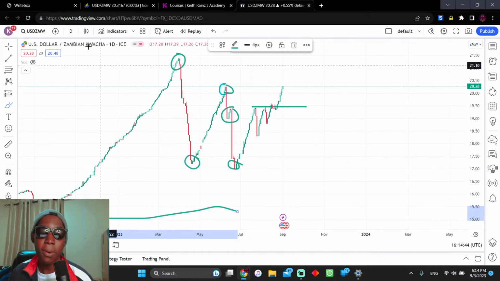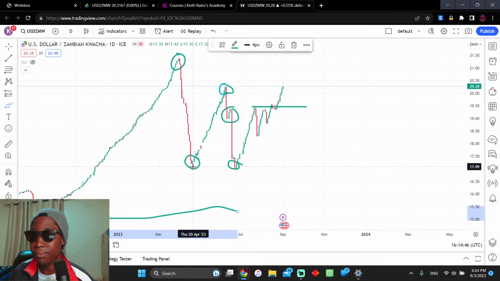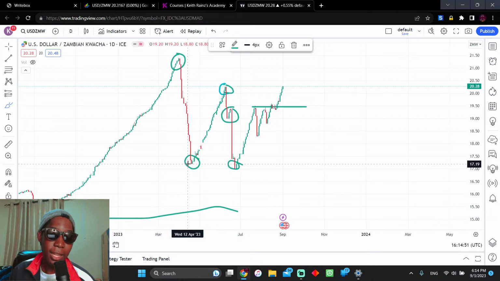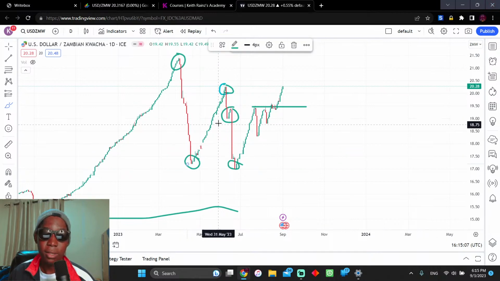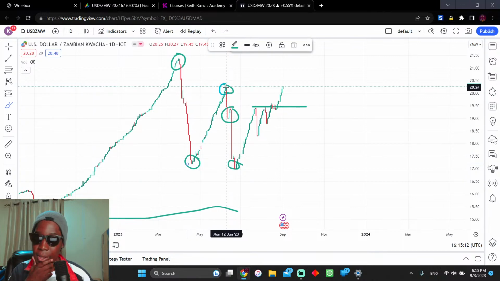But instead, when price reversed, it stopped at this level at 17.19, and this was on 12th April 2023. So at this level, what did price do? Again the dollar started gaining value, the kwacha started losing value, and price finally hit this level here. So that's our second area of interest, and the value of $1 was actually 20.24.